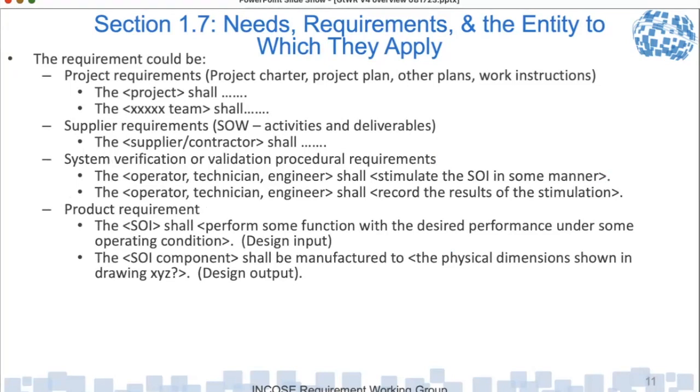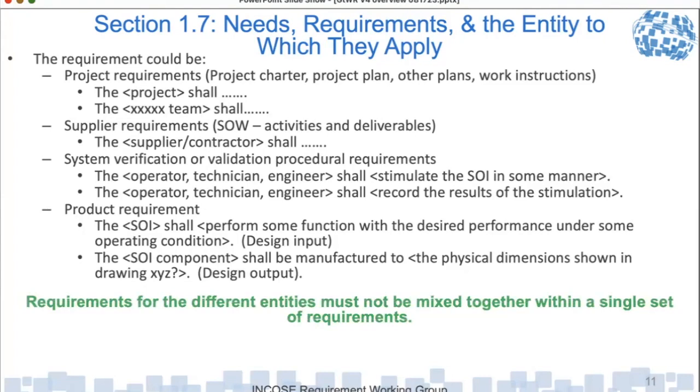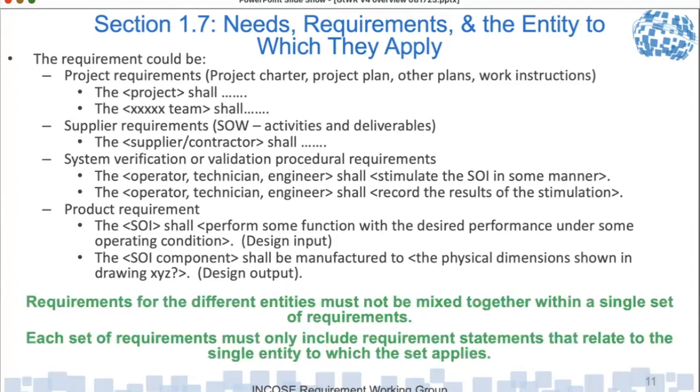So we're talking about our system of interest shall perform some function as a design input, or in a design output, we may say a certain component should be manufactured to certain dimensions shown in the drawing, and that would be a design output. So requirements for different entities should not be mixed together within a single set of requirements. Each set of requirements must include only requirement statements that relate to that entity. And we have several rules that talk about appropriate to level and subject verb agreement to help with that.